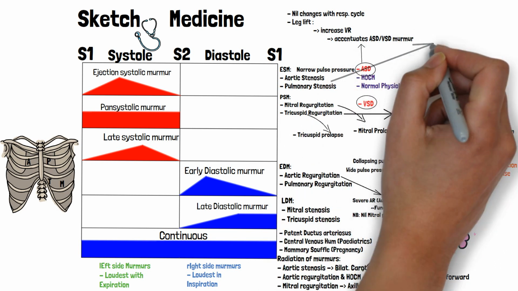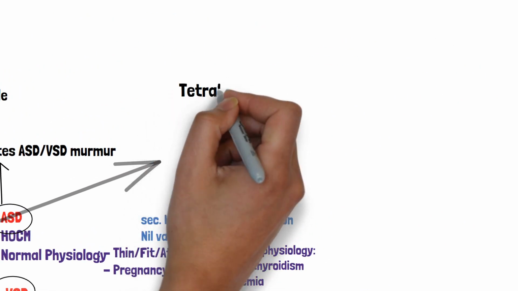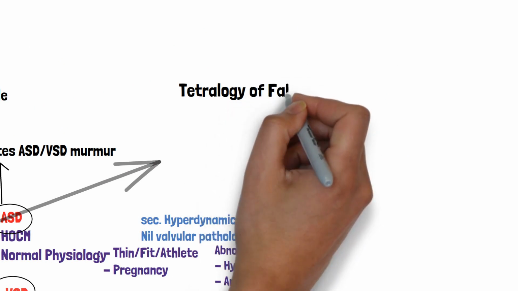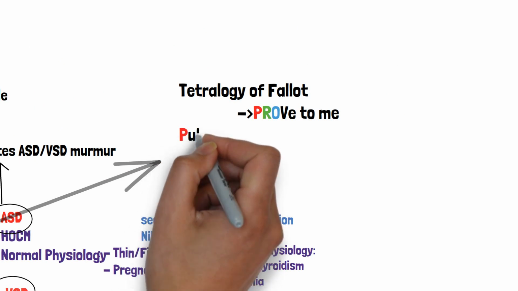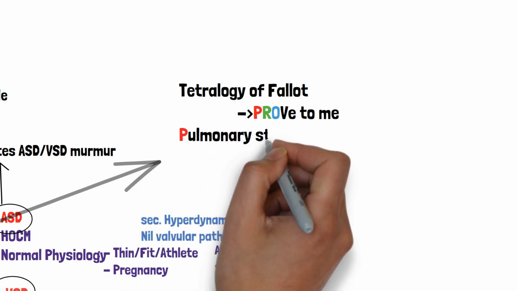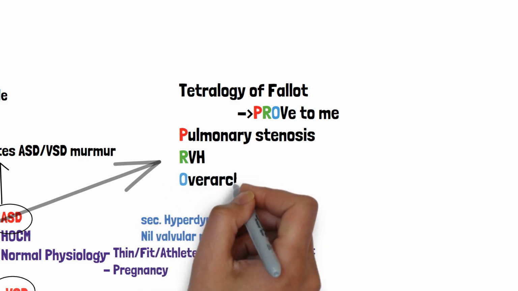Now lastly, we'll talk about pulmonary stenosis. This is as rare as hen's teeth. And if we were to talk about tetralogy of Fallot, you'd have to prove to me that you know it. P is for pulmonary stenosis, R for right ventricular heave, and O for overriding aorta, with V representing ventricular septal defect.